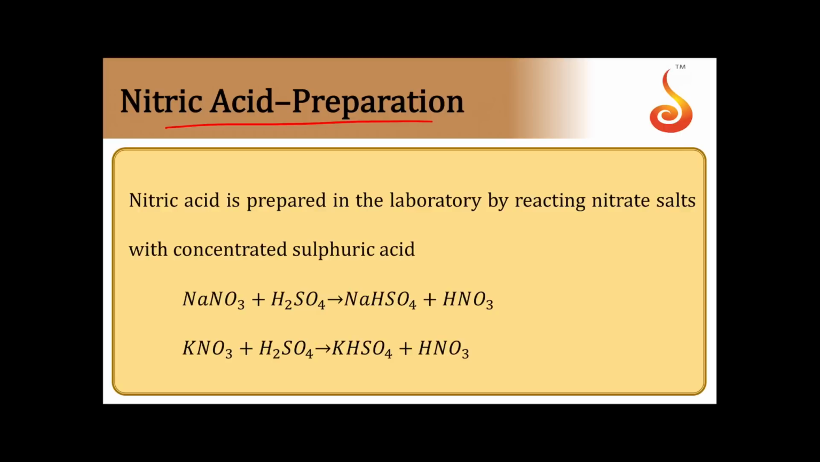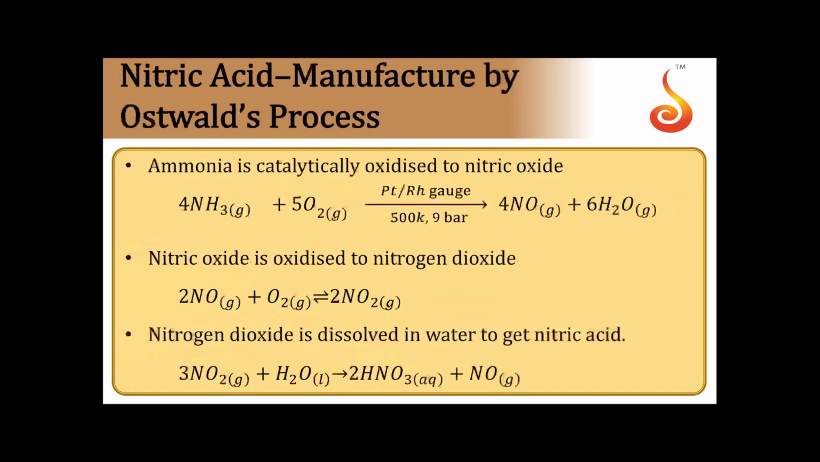Then nitric acid preparation we have. It is prepared in the laboratory by reacting nitrate salts with sulfuric acid. So nitrate salt with sulfuric acid gives rise to HNO3 and the byproduct in this case is sodium bisulfate. If you are using potassium nitrate, you are going to get HNO3 as well as the byproduct potassium bisulfate. So in the laboratory they are prepared directly by the action of concentrated sulfuric acid on nitrate salts.